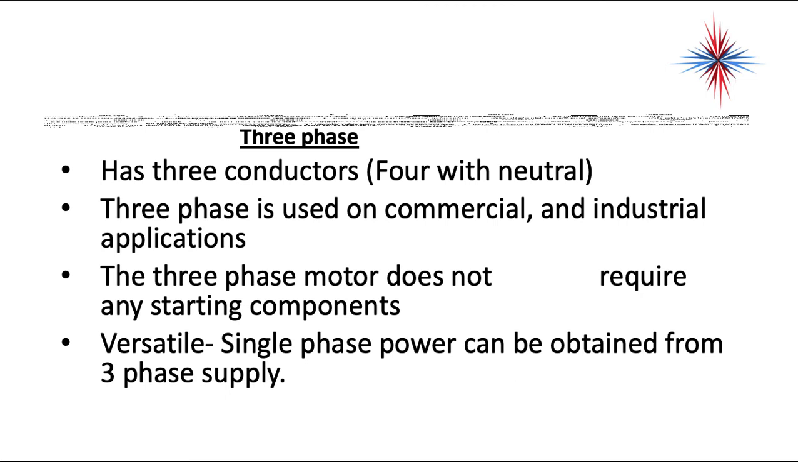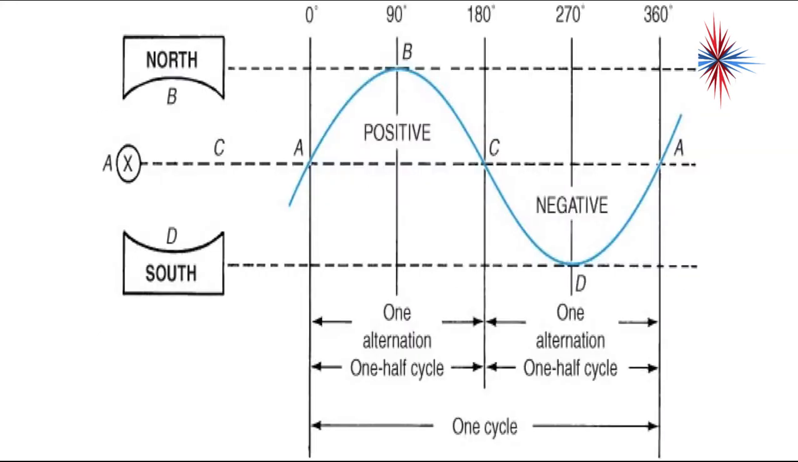Three-phase motors are versatile. Single-phase power can be obtained from a three-phase supply. In other words, you can have both. And in a lot of package air conditioning systems, you will see both types of motors being used. If it's a three-phase system, the compressor may be a three-phase motor, but your outdoor fans or indoor blower motor might just be a single-phase fan.